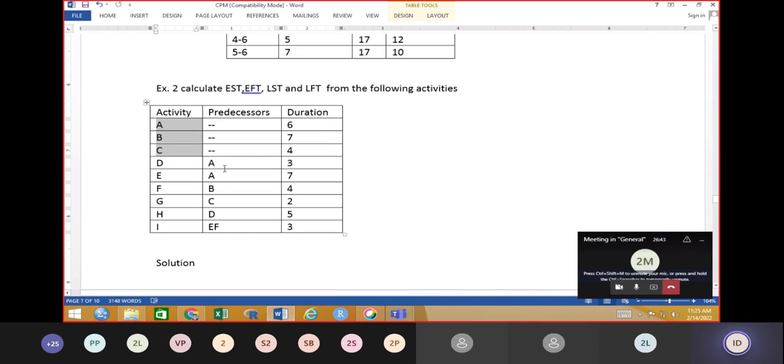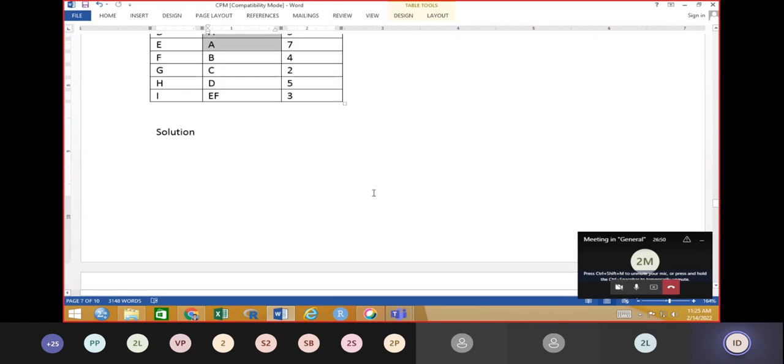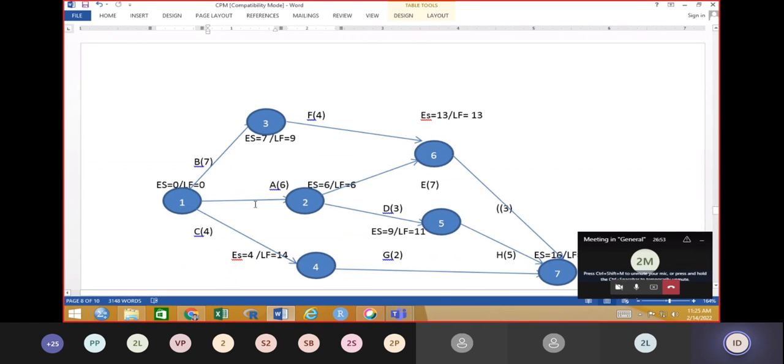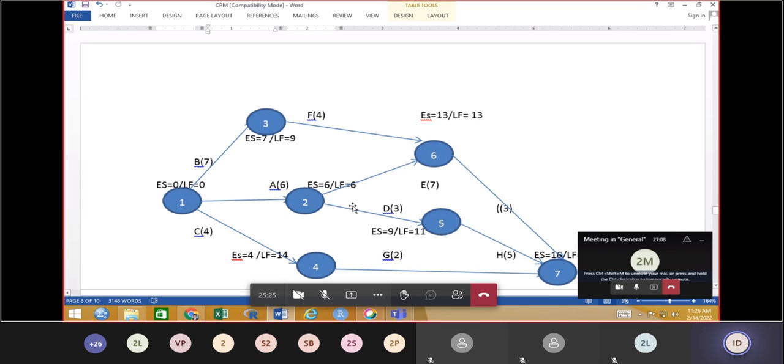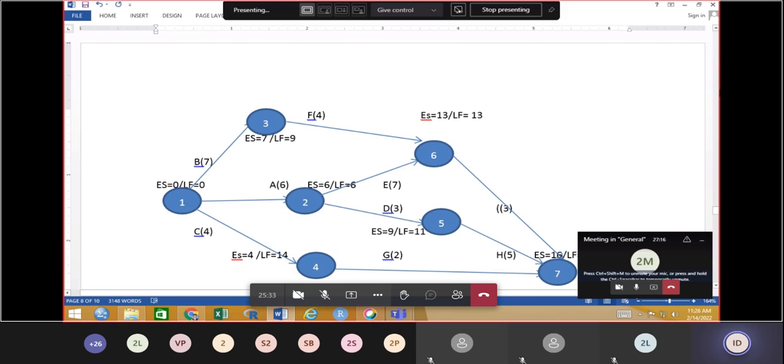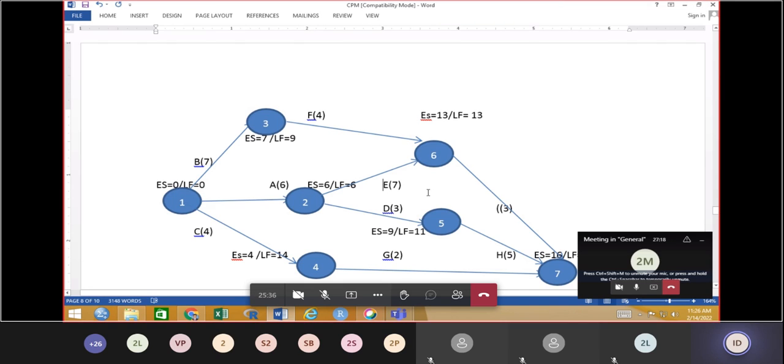Now from the A node, two different activities have been created. That means from the A activity, 1 to 2, two different activities have been created, that is D and E. So from this 1 to 2 activity, two different activities, 2 to 5 and 2 to 6, that is the D and E activities. Are you getting it or not? Are you with me?